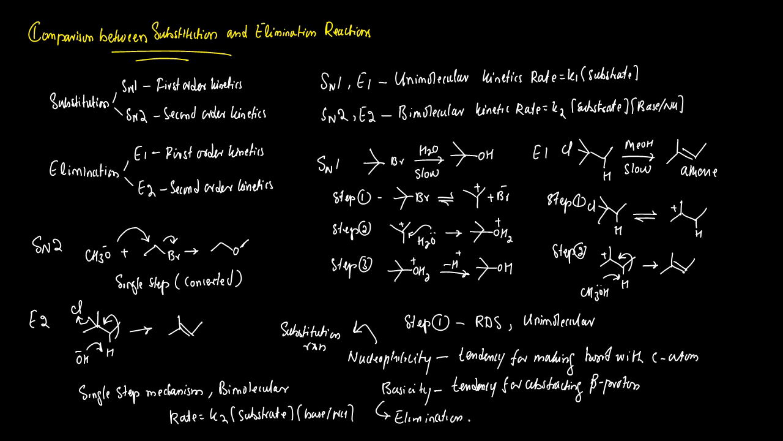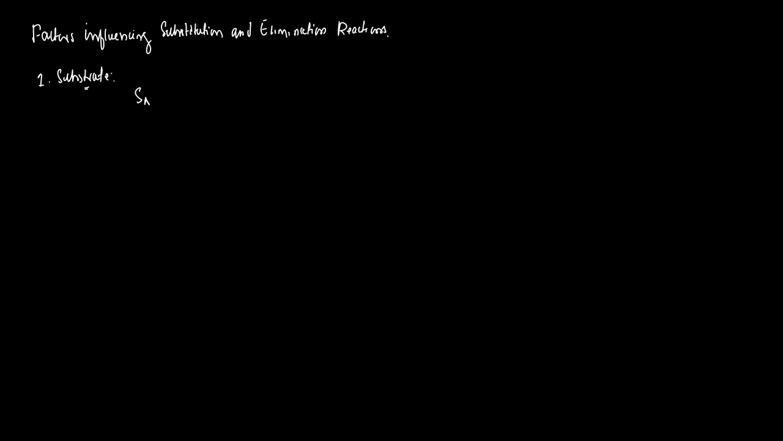Now let's consider different factors that relate each of these mechanisms with each other. Factors influencing substitution and elimination reaction. Let's first consider the substrate. As far as SN1 is concerned, both in SN1 and E1 we get a carbocation.